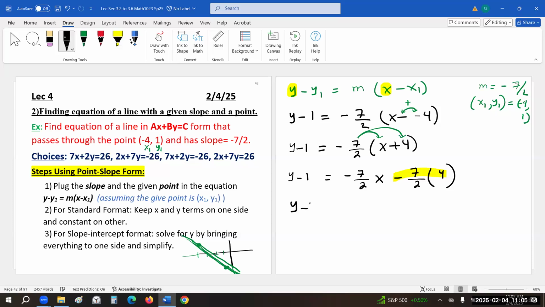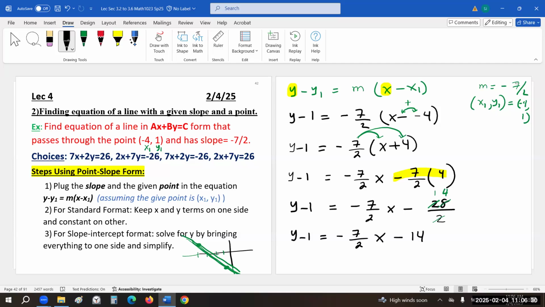28. So y minus 1 equals negative 7/2 x minus 28 over 2. But 2 is an even number. That means we can divide 28 by 2. 14. 2 goes to 2 once. 2 goes to 8 4 times. So y minus 1 equals negative 7/2 x minus 14.